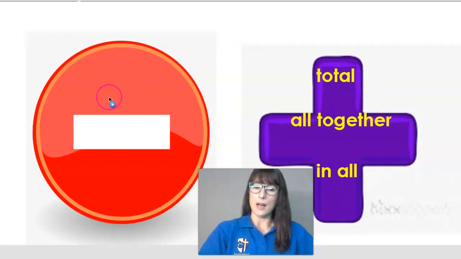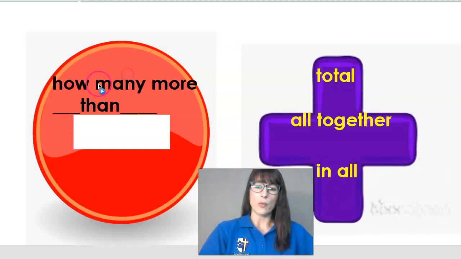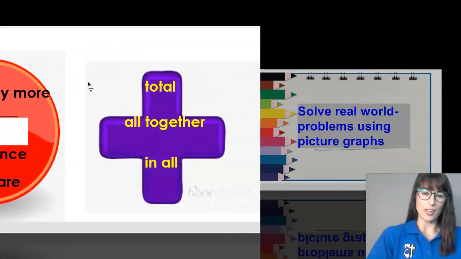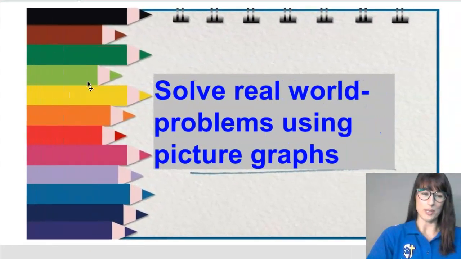Now for subtraction, what we answer is how many more than. And we can also find the difference, and we also compare. So now look at these two symbols and remember this for this lesson. This is when we subtract and this is when we add. I think we are ready to solve real world problems using picture graphs. What do you think? Let's get into it.